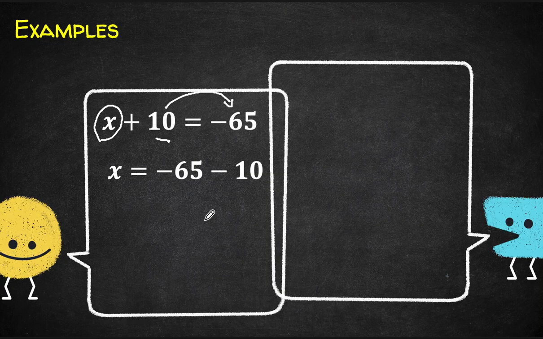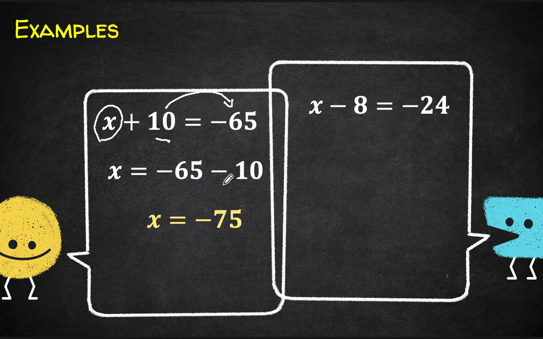Actually, that is also the addition property of equality. That is just a shortcut way of using the addition property of equality. And just simplify the numbers. We have negative 65 minus 10, and the answer is negative 75. So the value of x is negative 75.